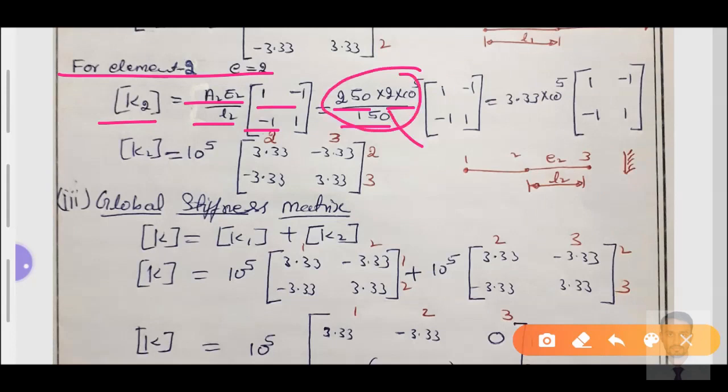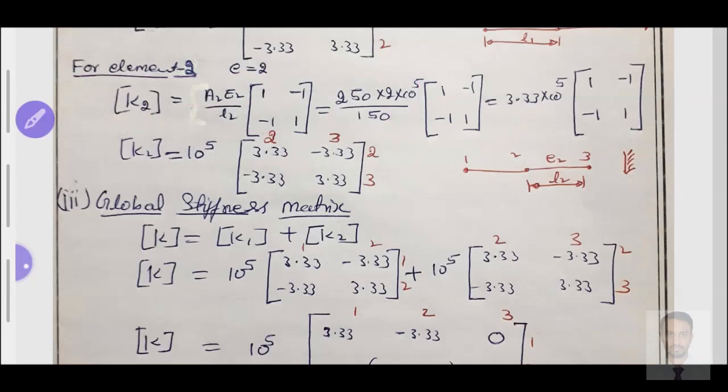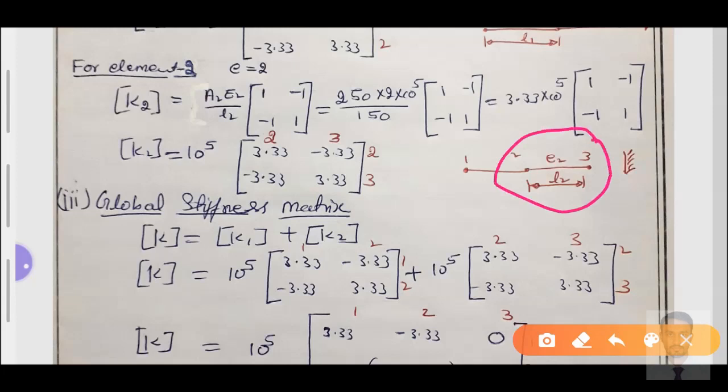The calculated value is 3.33 × 10^5. Multiplying inside by 10^5 and taking it out as common, this becomes 3.33, −3.33, −3.33, 3.33. So we got the second elemental stiffness matrix. After getting it, the element lies between two nodes: from node number 2 it starts and ends at node number 3.